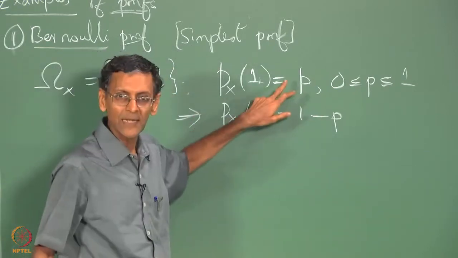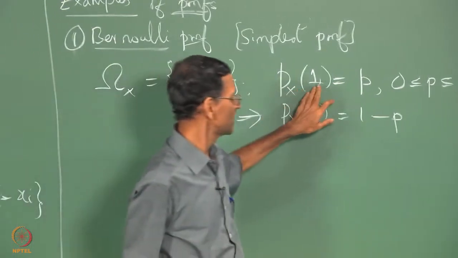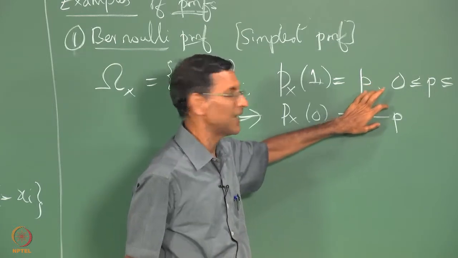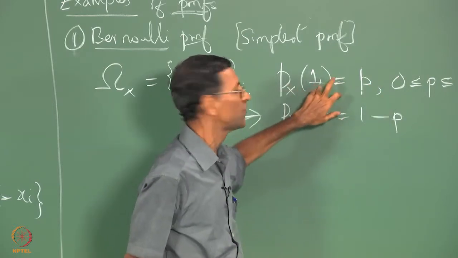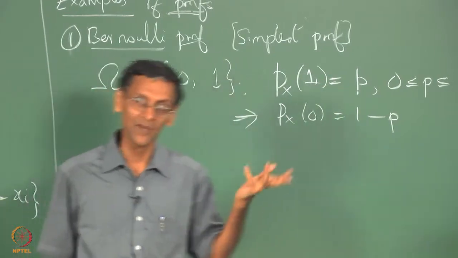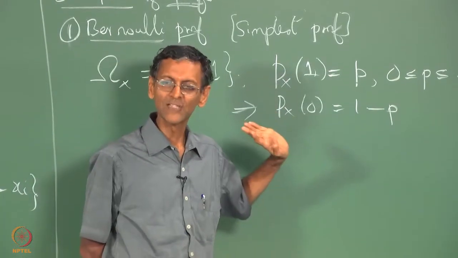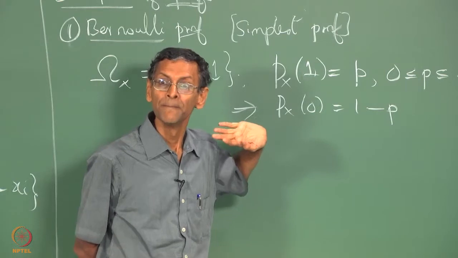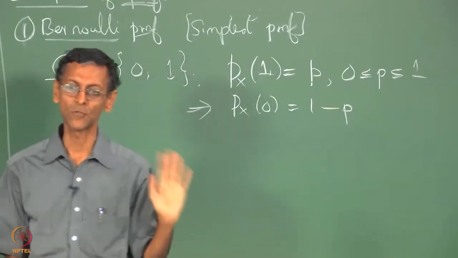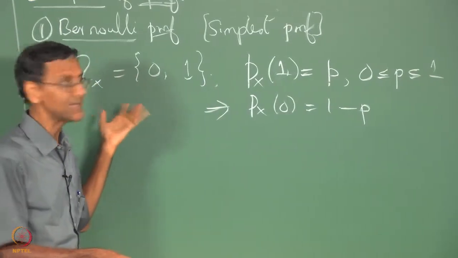So note that I am not going to keep writing this again and again. The convention is to let the letter p denote the probability of 1, and 1 is almost always identified with either a head or with success. 0 is identified with tails or failure. So we will keep that convention for the rest of the course. You can't get anything simpler than this.